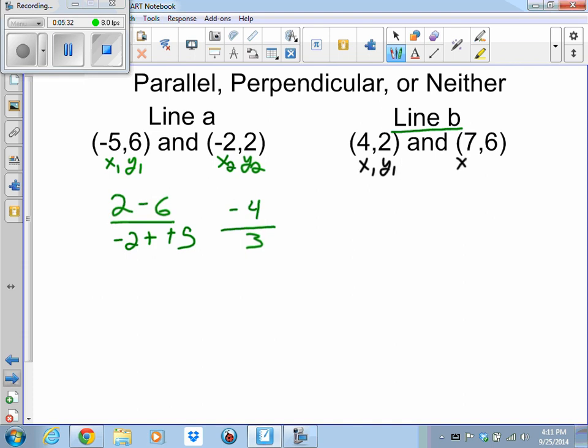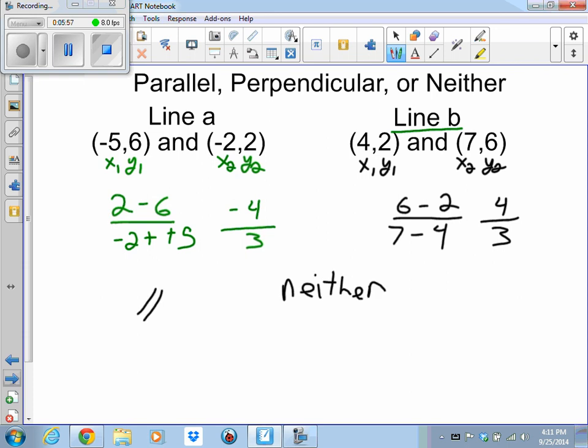X1, Y1, X2, Y2. 6 minus 2 over 7 minus 4. 6 minus 2 is 4. 7 minus 4 is 3. So we have one slope of negative 4/3 and one slope of positive 4/3. They are, in this case, neither. Okay, in order for it to be parallel, my slope would have had to be negative 4/3. Perpendicular, my slope would have had to be positive 3/4, not positive 4/3. So this case is neither.